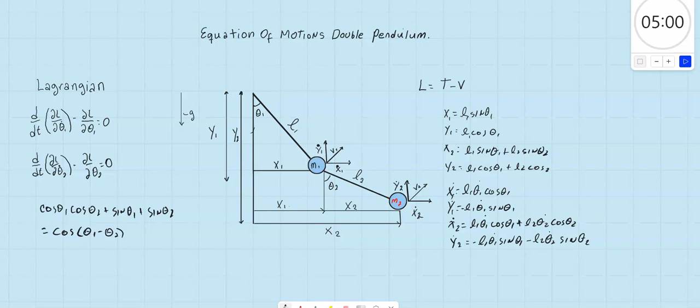That's the angle difference identity. In my next video, I want to find my kinetic energy and my potential energy, and then go ahead and find my Lagrangian. And once I find my Lagrangian, I can find all of this right here for theta 1 dot, theta 1, theta 2 dot, and theta 2.